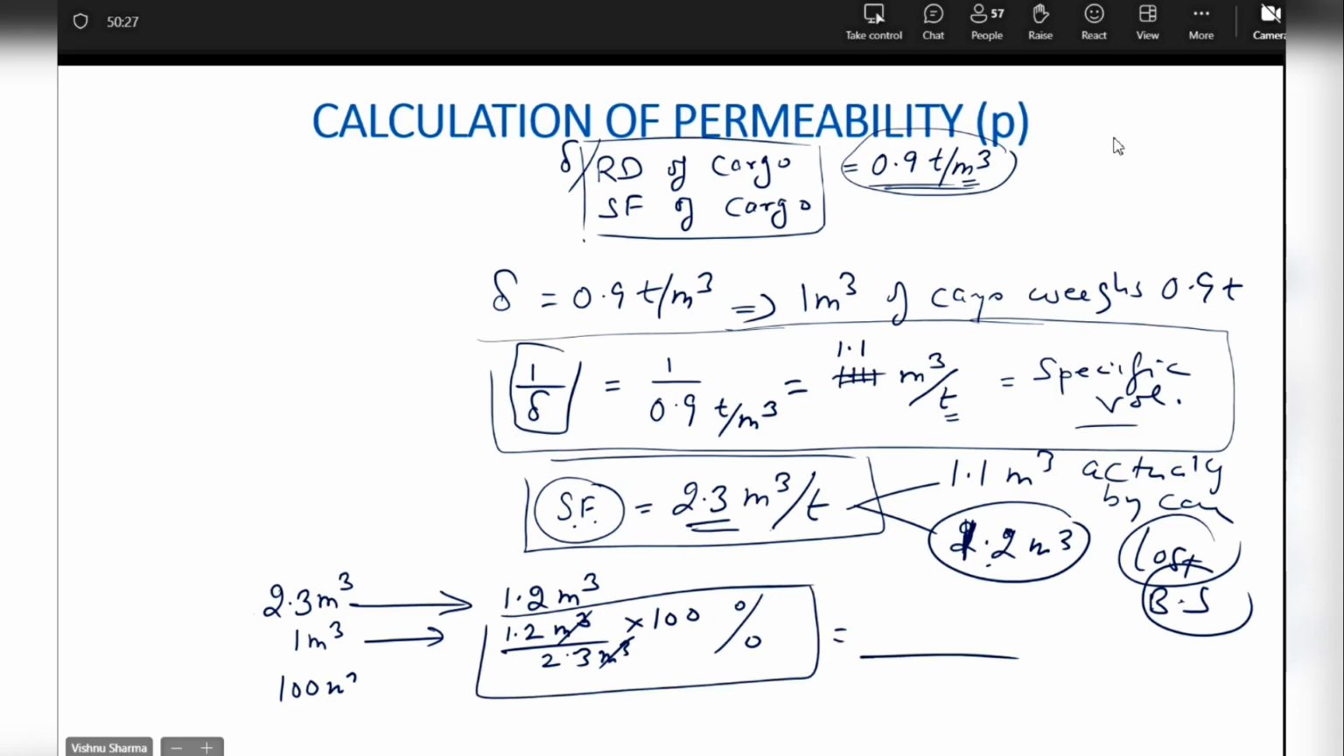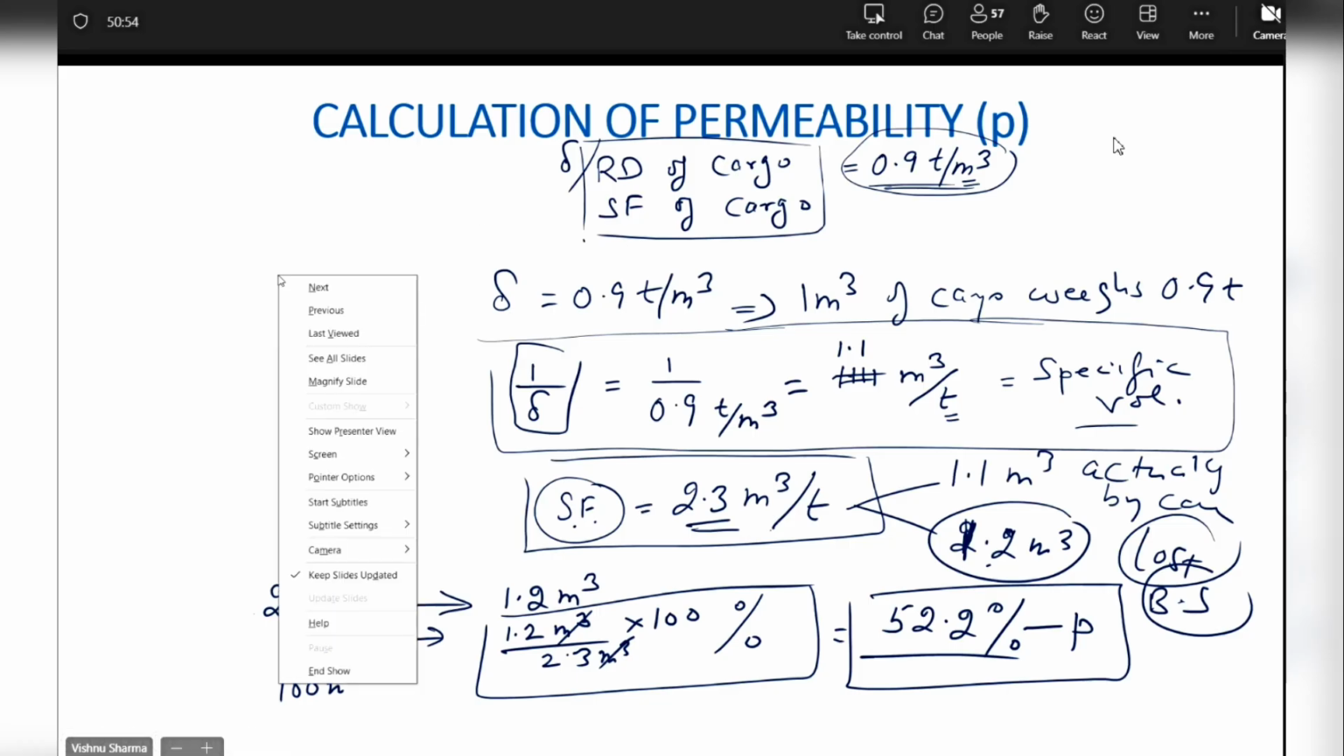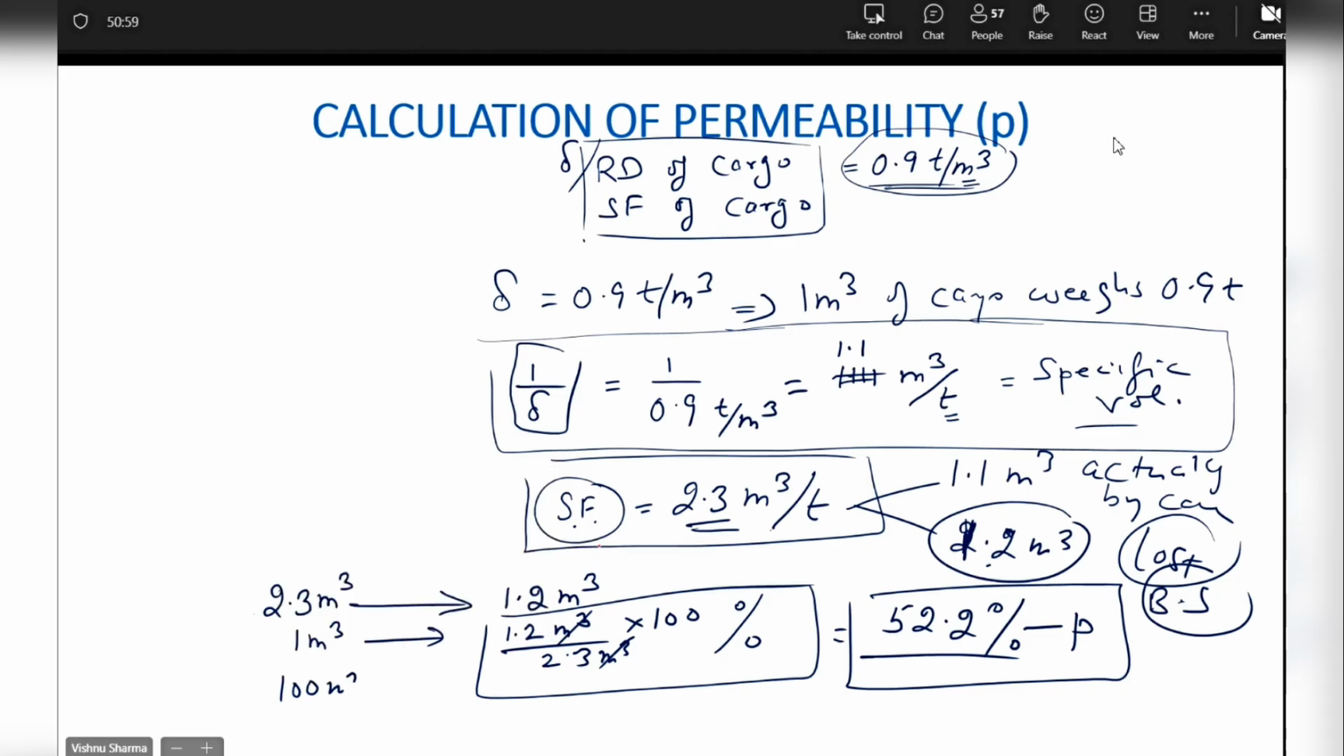If you divide 1.2 by 2.3 multiplied by 100, it becomes 52.2%, rounded off to 1 decimal place. This becomes the permeability for this particular case. Do you agree with the explanation, guys? Then I'll give you the formula straight away. Those of you who want to just remember the formula can remember. Those who have understood can also use this logic if they forget the formula. Understood? Yes, sir. Okay, sir.